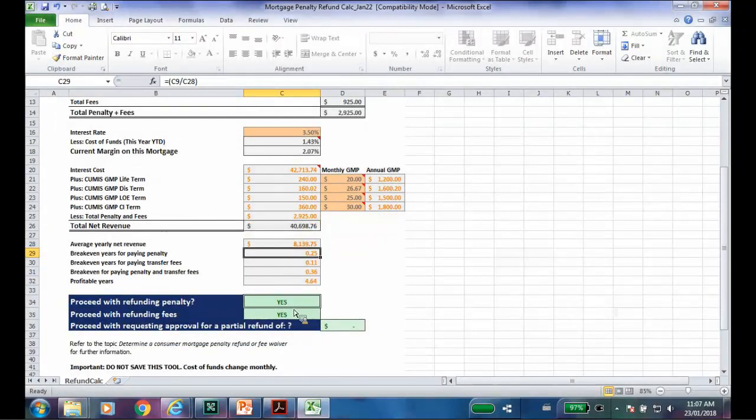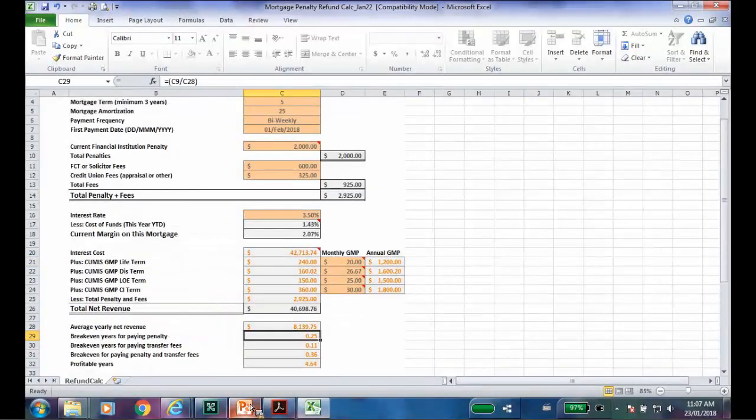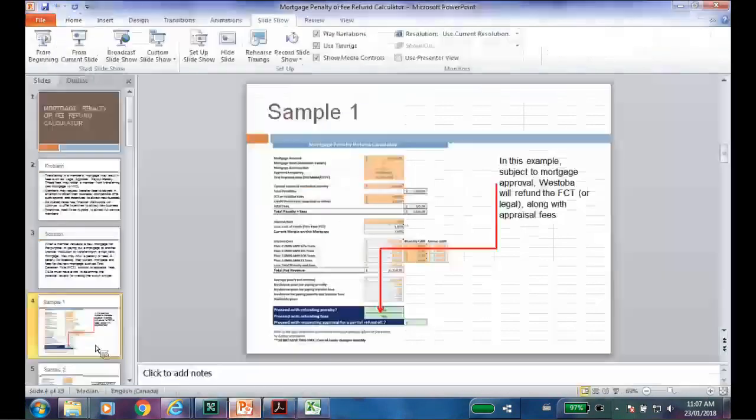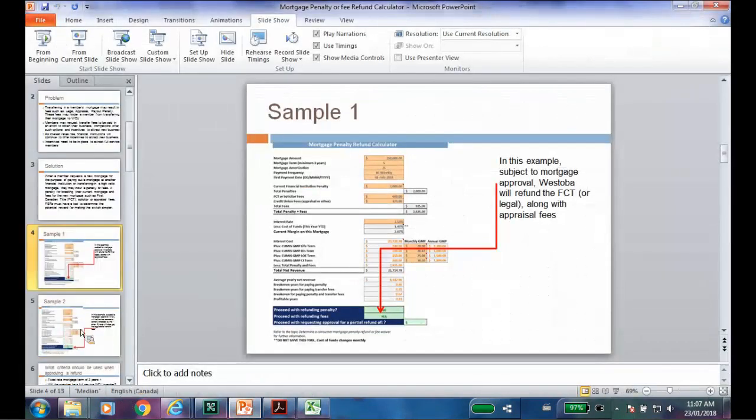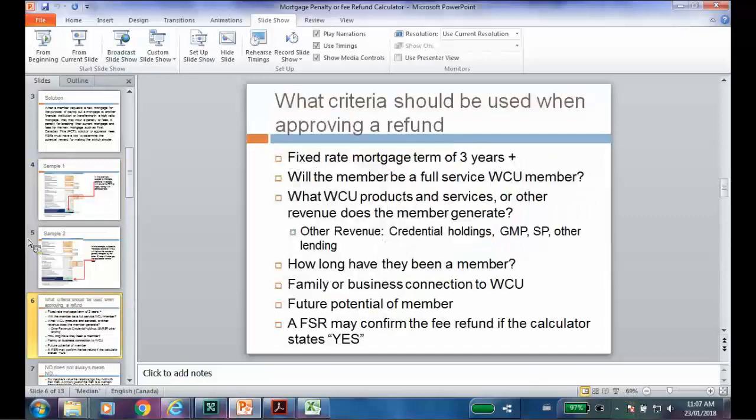After that, the mortgage becomes profitable. So that's noted there for you as well. As the market changes, this may be adjusted. So at the moment, it's 3 months. So here are 2 examples. We'll go back to the presentation here.